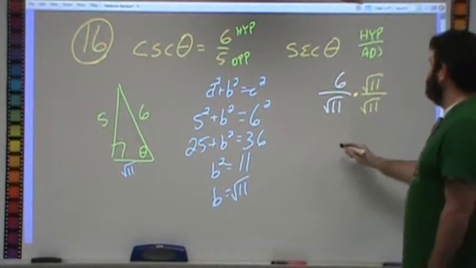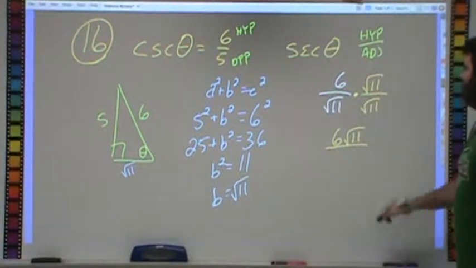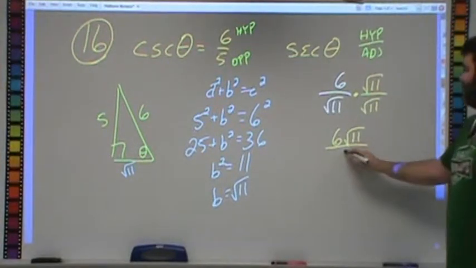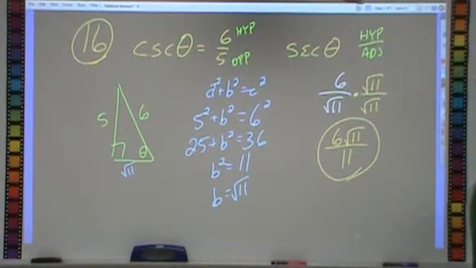On the top, that just gives me a 6 radical 11. On the bottom, it just cancels the radical out, just leaving the 11. So 6 root 11 over 11. And that's number 16. Probably so far the problem that has required the most amount of work.